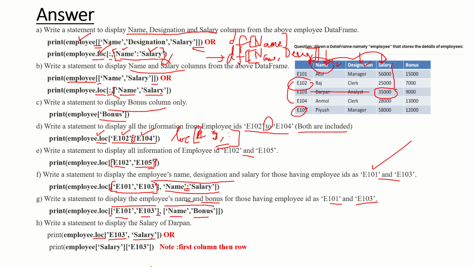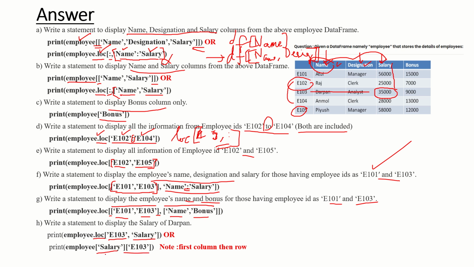Or another way that you can put it without loc, how can you do it? Without loc, I have to put it like E103. Row is E103 and salary column, both will unite, and you will give merge, and you will get the answer as 3,000. So without loc, I can mention the row and column.